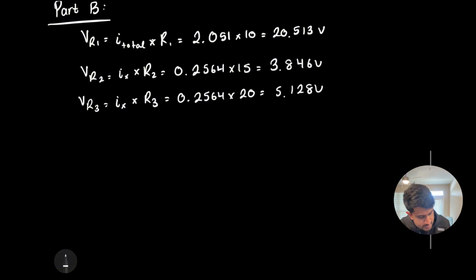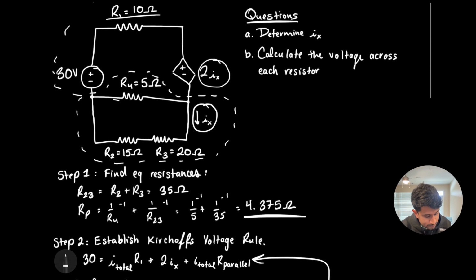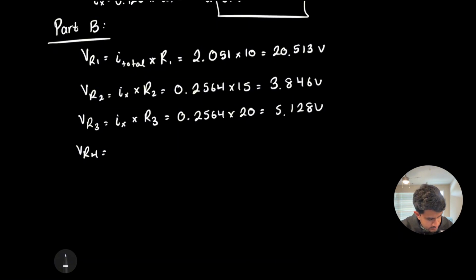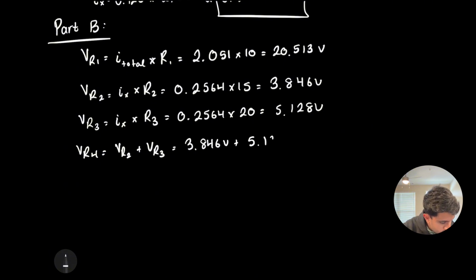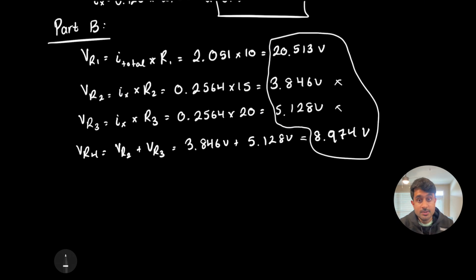And then finally, VR4 is going to be the summation of the voltage across R2 and R3. So all we need to do is VR2 plus VR3, which is 3.846 volts plus 5.128 volts, the summation of this value and this value. And that'll get us an answer of 8.974 volts. So this right here is our final answer for part B.